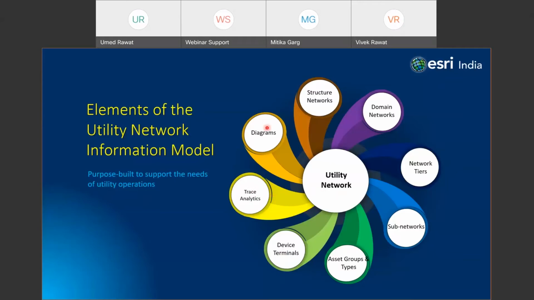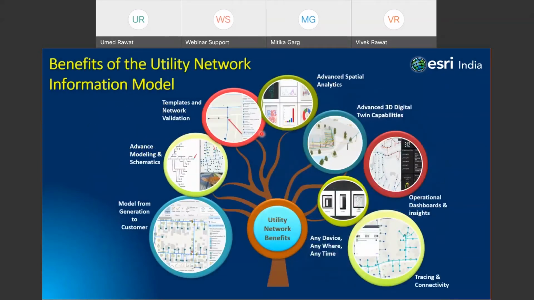And the last feature I'm talking about is the diagrams. These are the schematic features, which earlier were part of the schematic extension and are now bundled in the utility network, through which you can have dynamic diagrams along with the map, which you can see in the map also. So once you have enabled the utility network in your organization, you can get the benefit of all these features and capabilities.